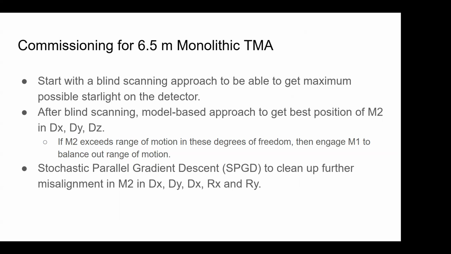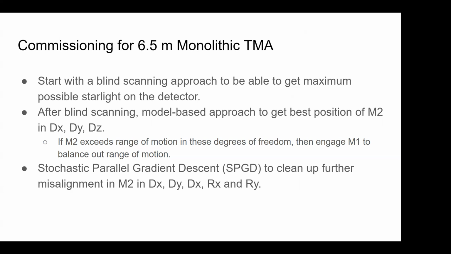After this step, we're going to go into a model-based approach to get the best possible position, simply moving the secondary mirror in the 3 translational degrees of freedom. And if our M2 exceeds its range of motion in these degrees of freedom, then we're going to engage the primary mirror to balance out that range of motion and dynamically align it that way. But at this stage, we're still expecting the same optical performance by moving the primary and the secondary mirror. Then we're going to go into a stochastic parallel gradient descent, or SPGD, algorithm to clean up any further misalignments in M2 in translation, but also rotation.